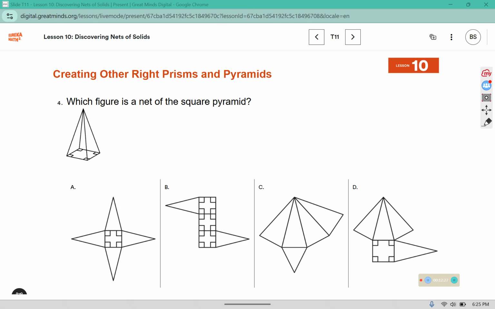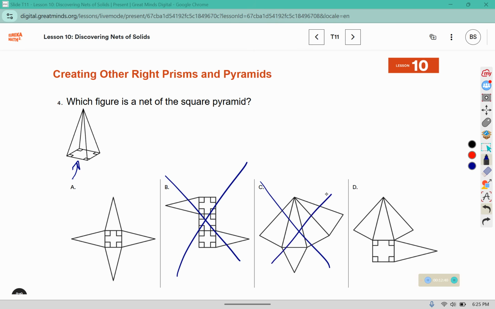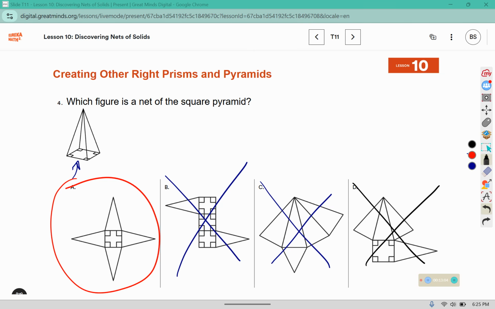Which figure is a net of the square pyramid? There is 1 square on the bottom and 4 triangles around here. B has too many squares. C does not have any squares. A looks like the figure we saw in the model that unfolded. Here, if we were to try and fold this piece up, this piece would overlap or touch this part here, and it would not form the square pyramid.